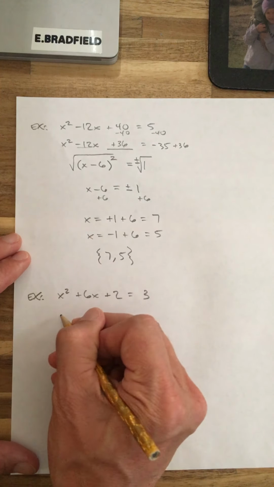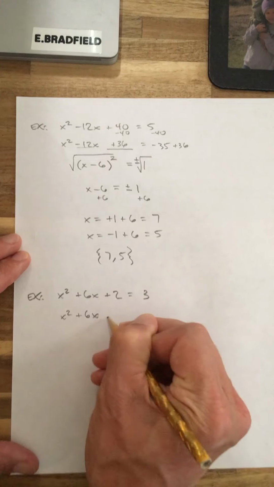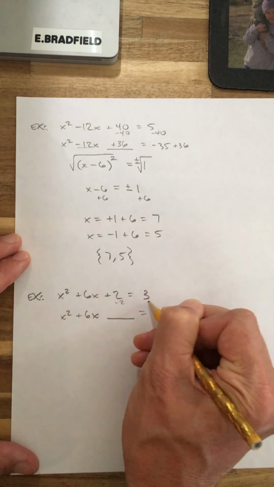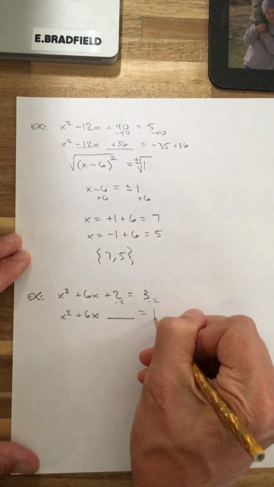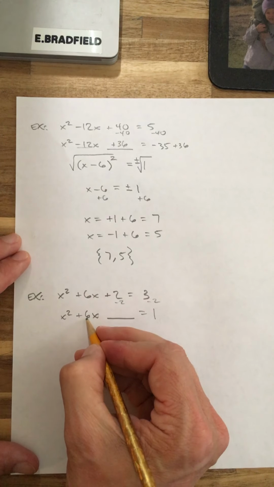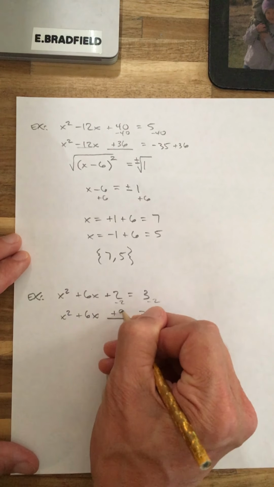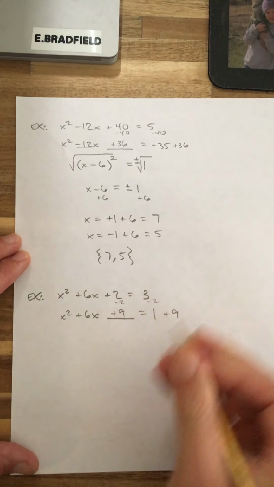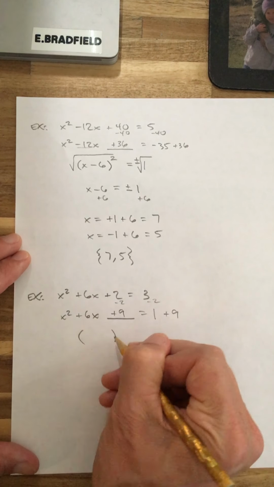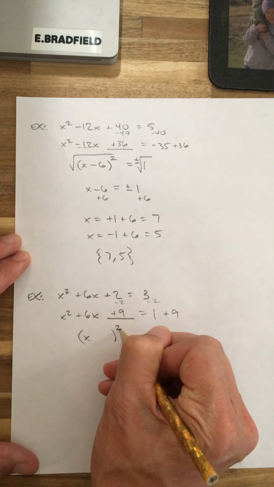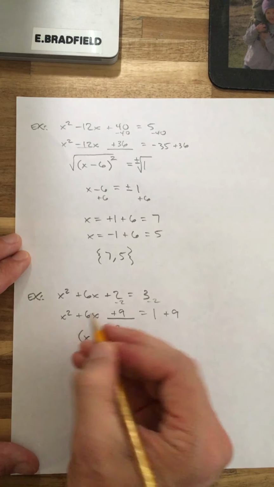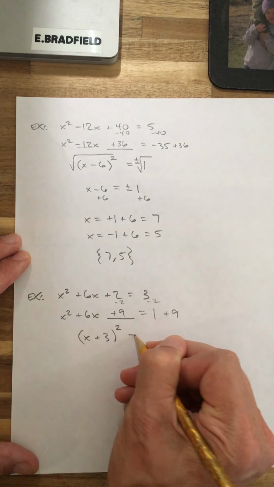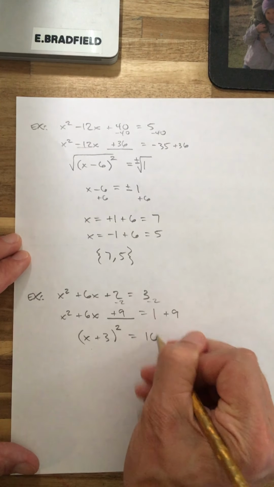I'll move the 2 over. X squared plus 6x blank equals, I subtract 2 on both sides. 3 minus 2 is 1. Cut that in half. That's 3 squared. That's 9, so plus 9. Add 9 to both sides. This now becomes this with an x here, a square there. Cut that in half. You get plus 3, so plus 3 equals 1 plus 9 is 10.